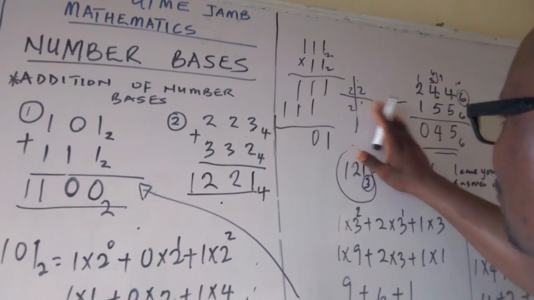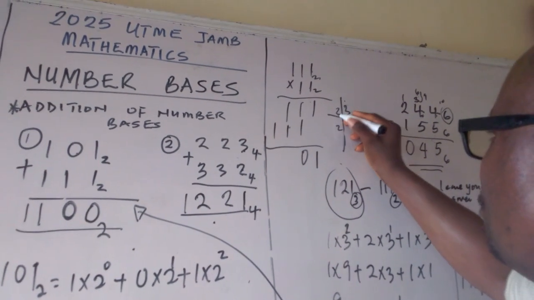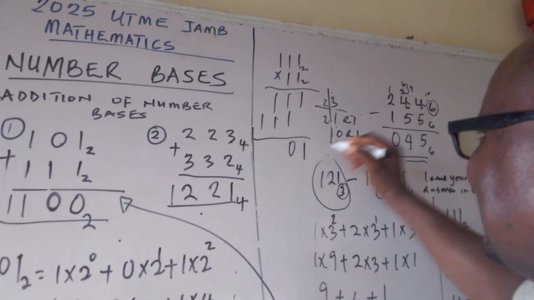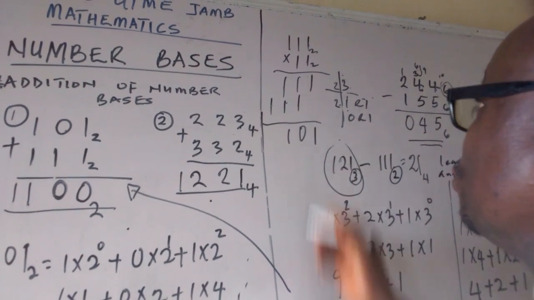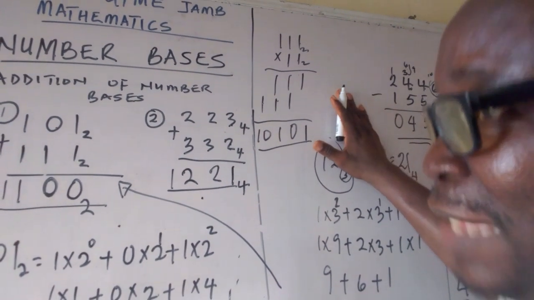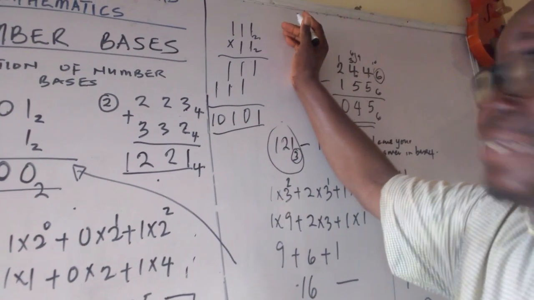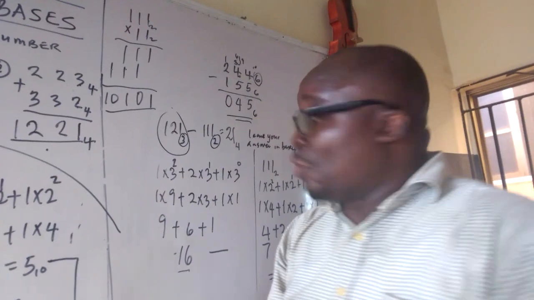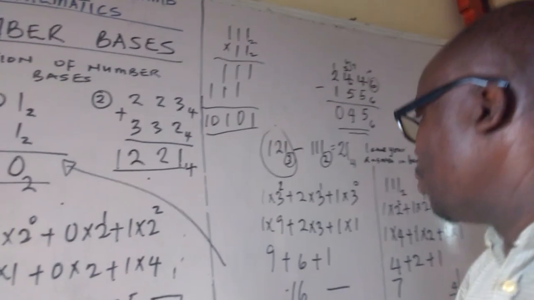So if I convert 3 also to base 2, it will give me 2 in 3, 1, remainder 1. 2 in 1, 0, remainder 1. This is 11. So I put 1 here, carry 1. 1 plus 1 is 2. And 2 is already 10. So that will be my final answer if I'm multiplying. Now, you can as well first change this to base 10 and change this one to base 10, multiply the two together like normal multiplication, and now convert to base 2 as required in the question.